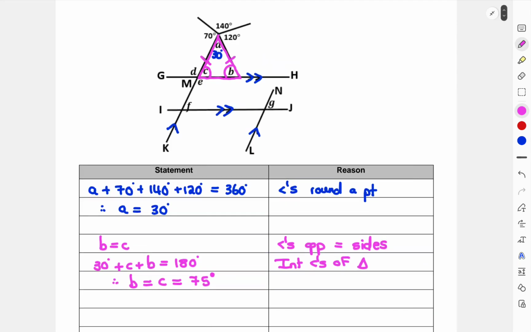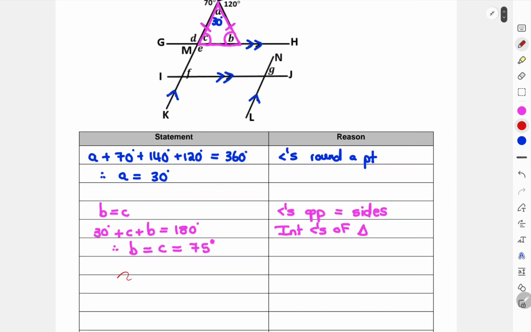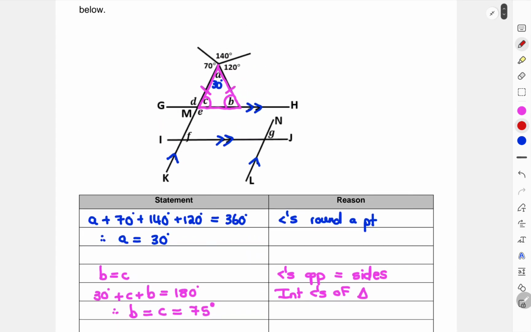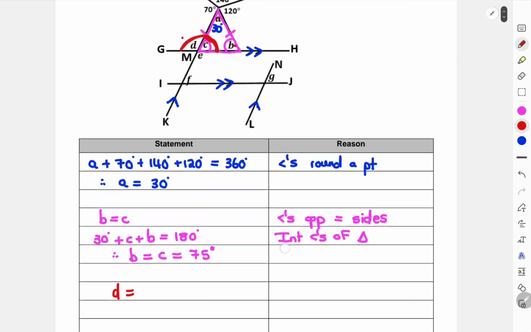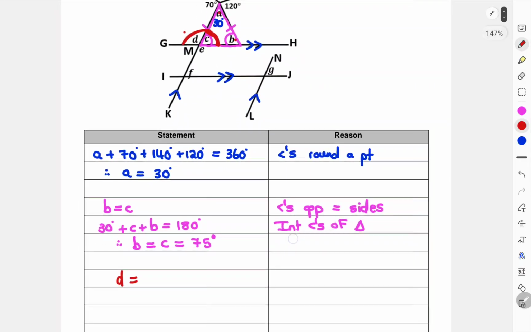We can work out D. D is equal to, the easiest part is angles on a straight line. D and C will add up to 180. You could have done exterior angles of a triangle: A and B is equal to D. Okay, so any way you want to.